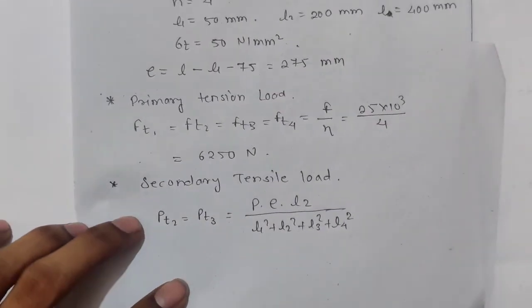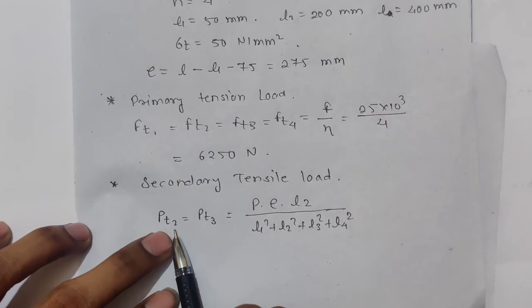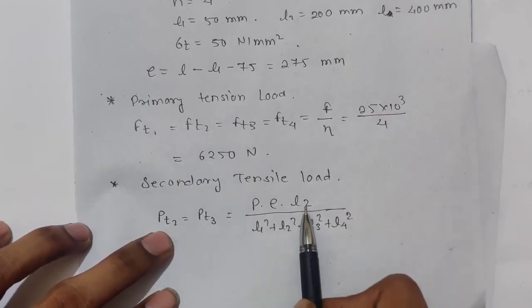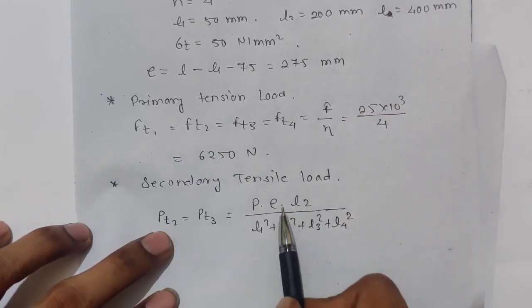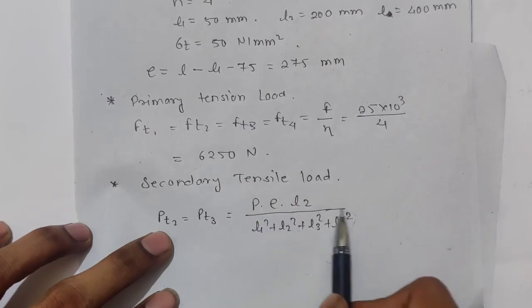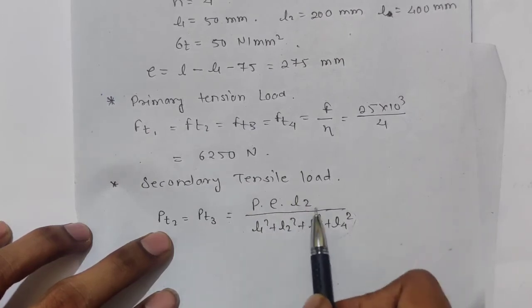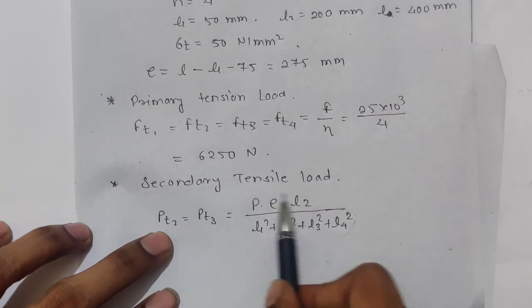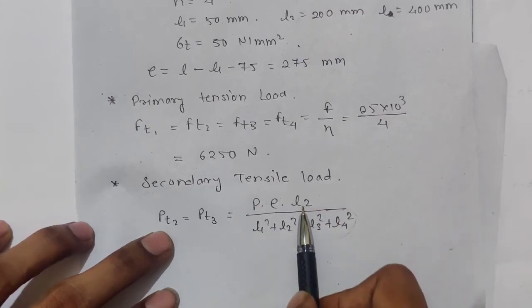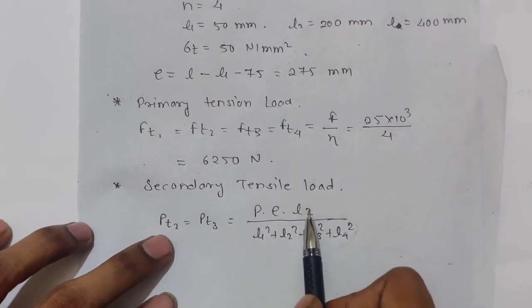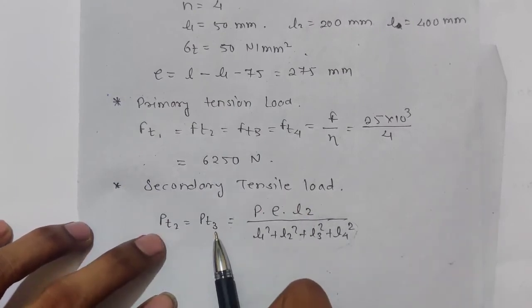Now we know that for PT1 and PT4, here we will have L1 and L1. The denominator is a constant and it is the same. Only the variable value is this one. If I put 50 over here, then I will get a less value. If I put the L2 value, that is 200, then I will get more value. That's why PT2 and PT3 are heavily loaded.